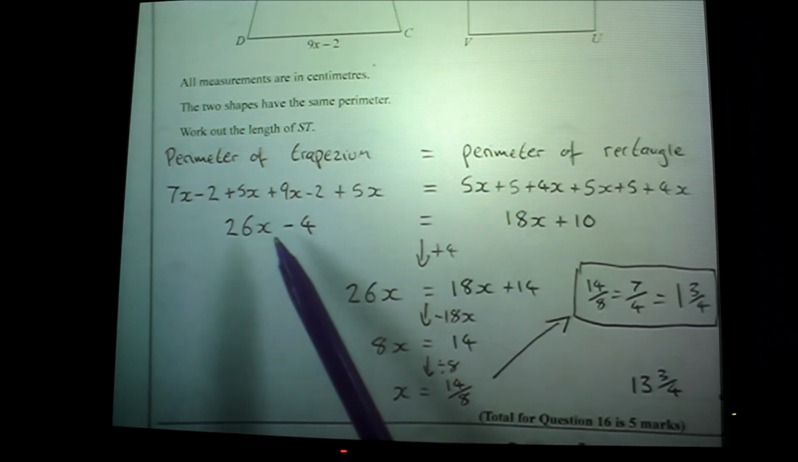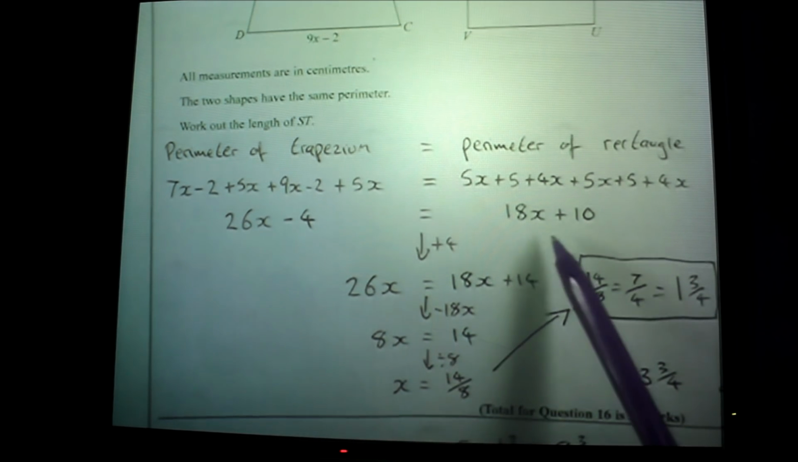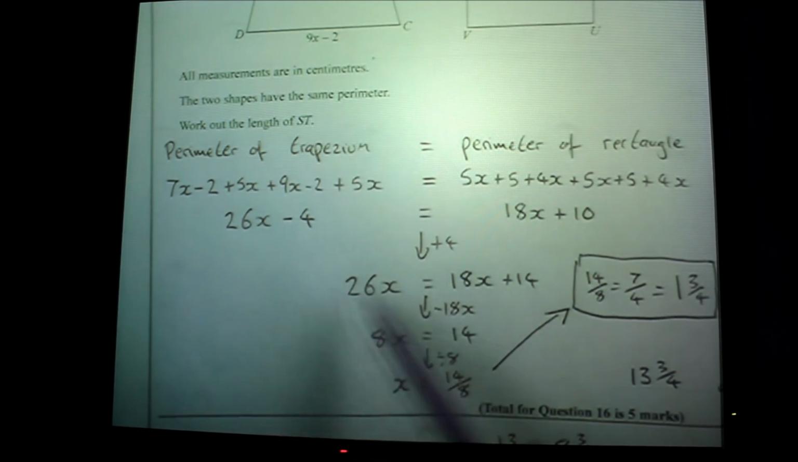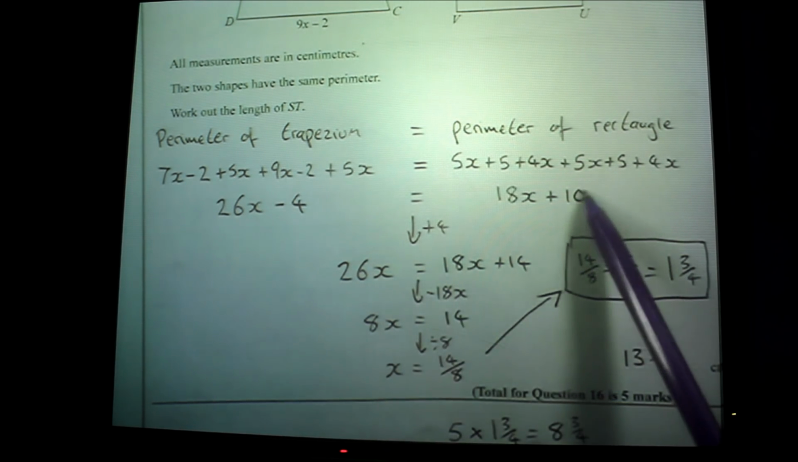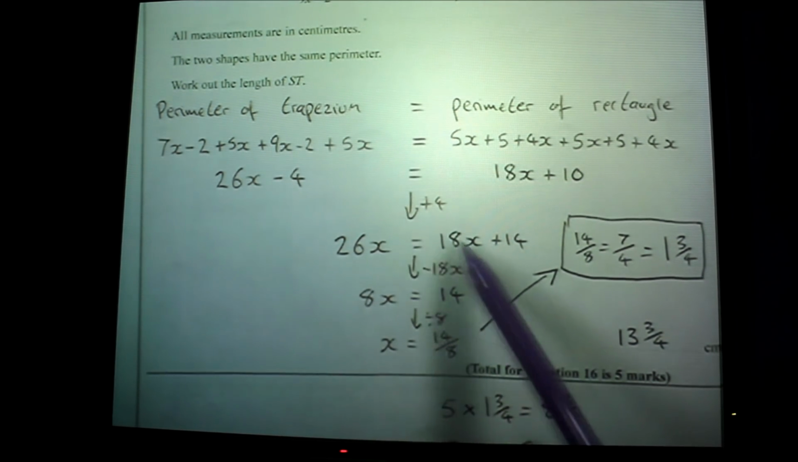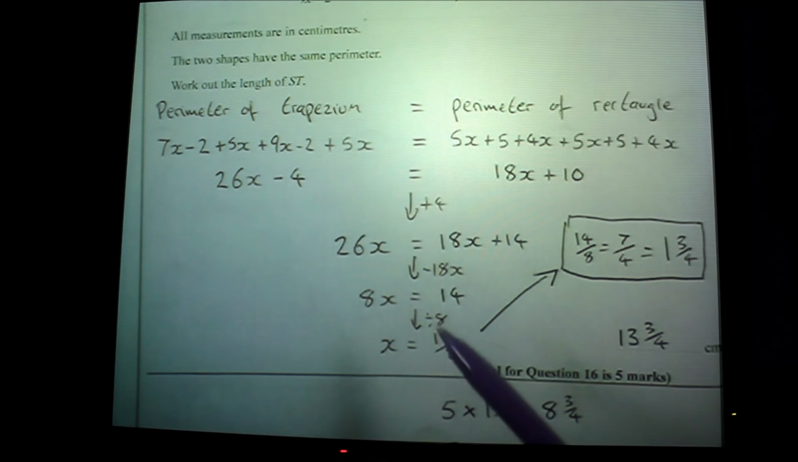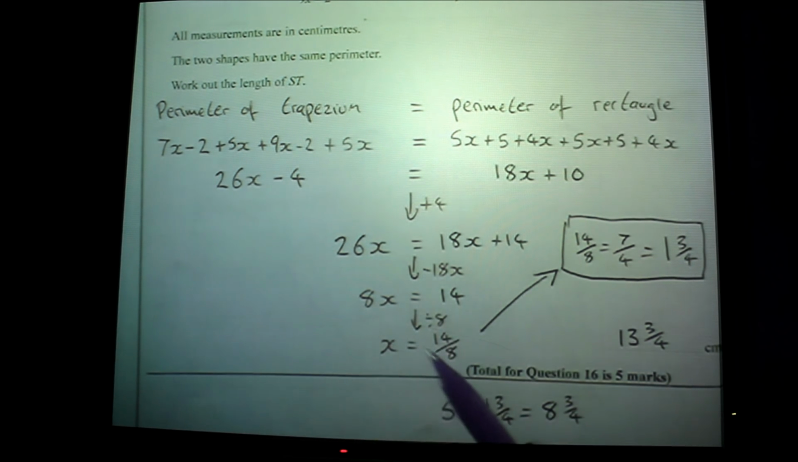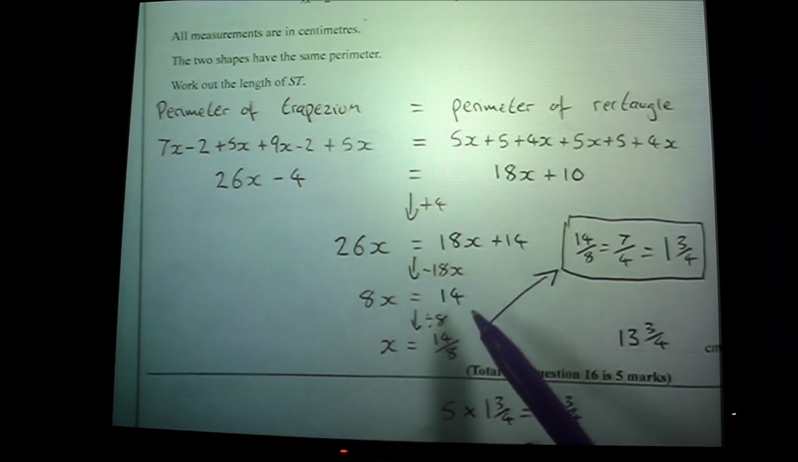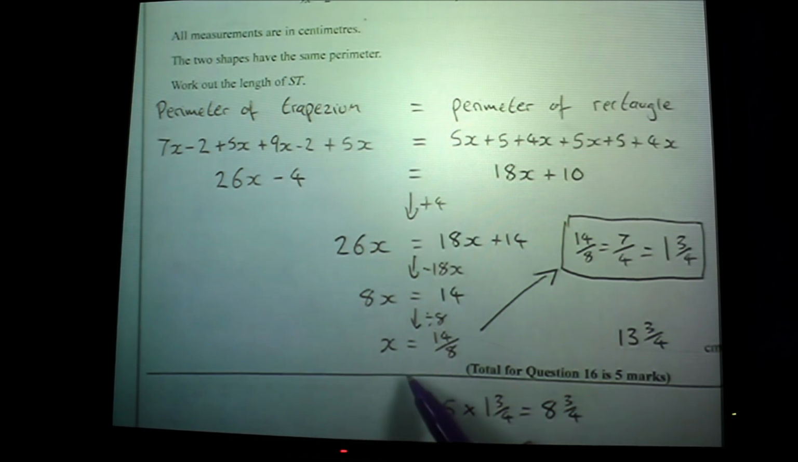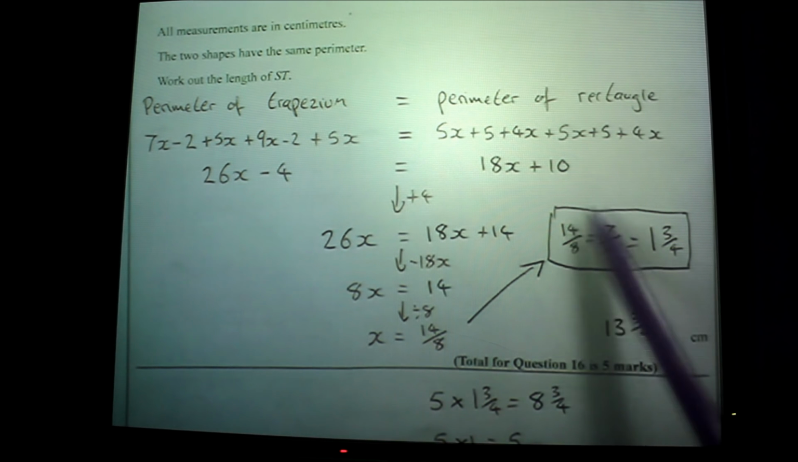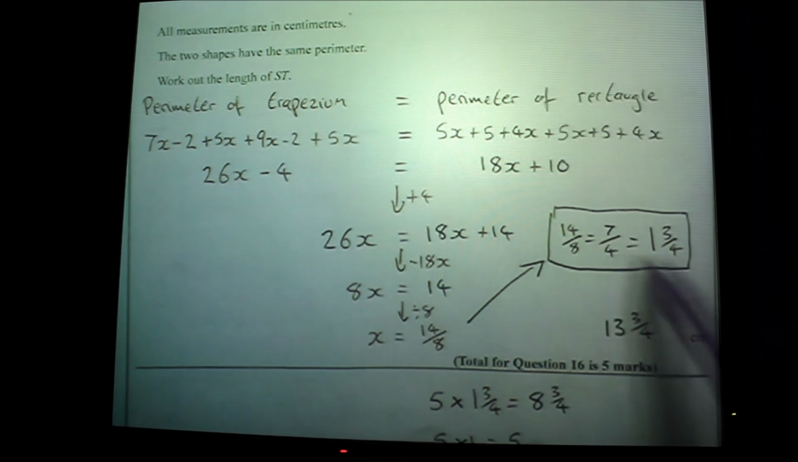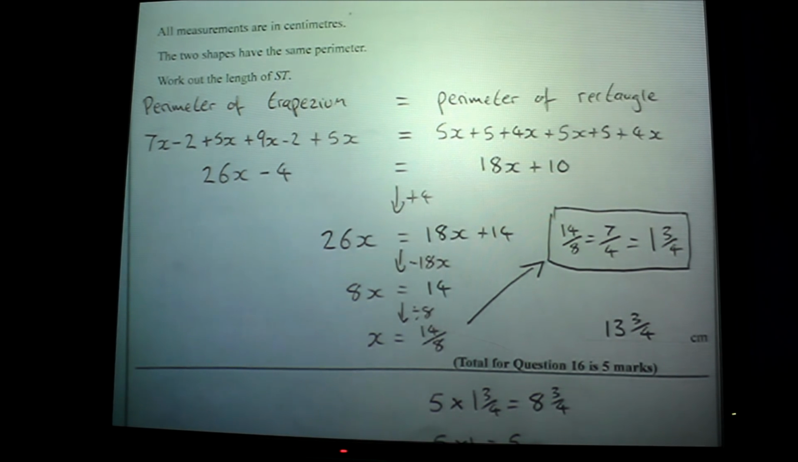So I've got 26x take 4 equals 18x add 10. Get rid of a negative, add the 4 to both sides. That gives me 26x equals 18x add 14. Take off the smallest value of x, so take away 18x, gives you 8x equals 14. Divide by 8, a bit nasty that. 14 over 8, simplified, 7 over 4 is 1 3/4. So x is 1 3/4.